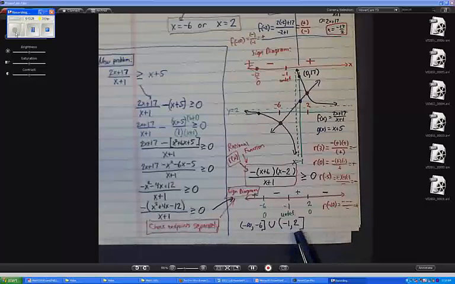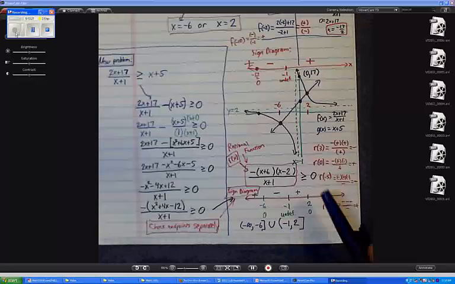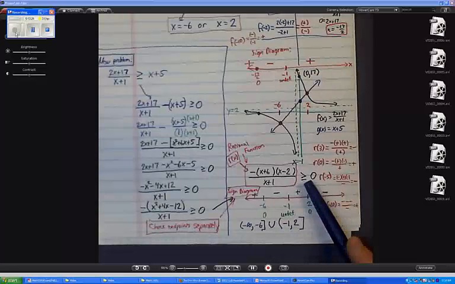Oh, that's because the problem says we're allowed to be greater than or equal to 0. If it didn't say equal, these would all be open. Does that make sense? Okay.